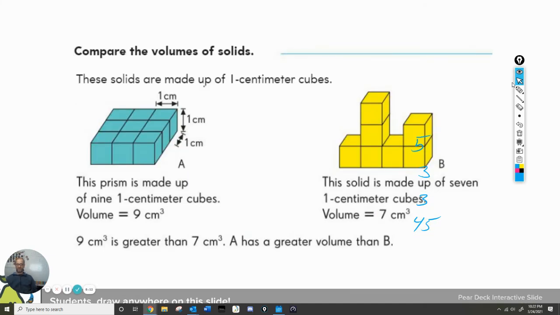All right. Now we're comparing. I think this is the last part, is comparing volumes of solids. This prism here is made up of 9 cubes. This rando solid here is made up of 7. 9 is greater than 7. A has a greater volume than B. Wrap your heads around that. If you need to pause and ponder and read, you go right ahead. But now I'm going to move on.